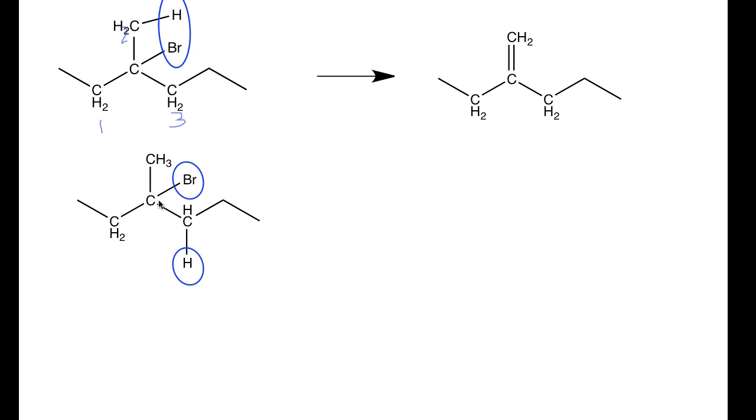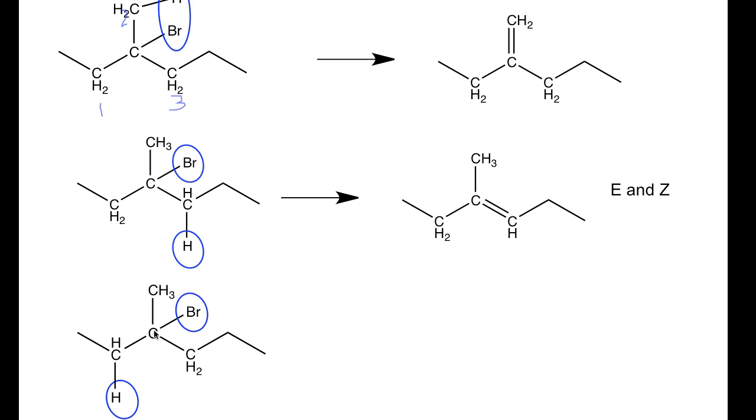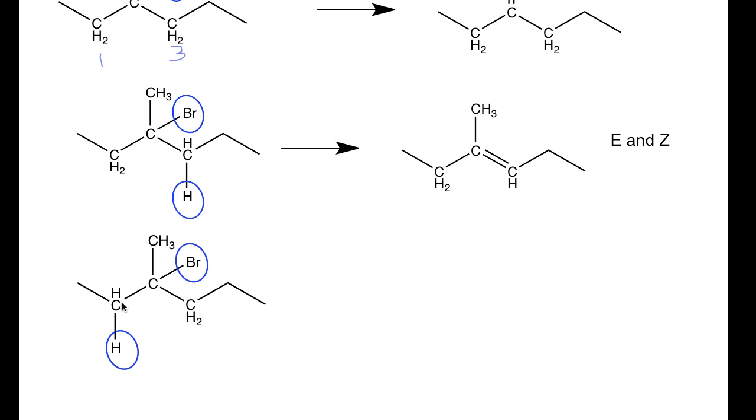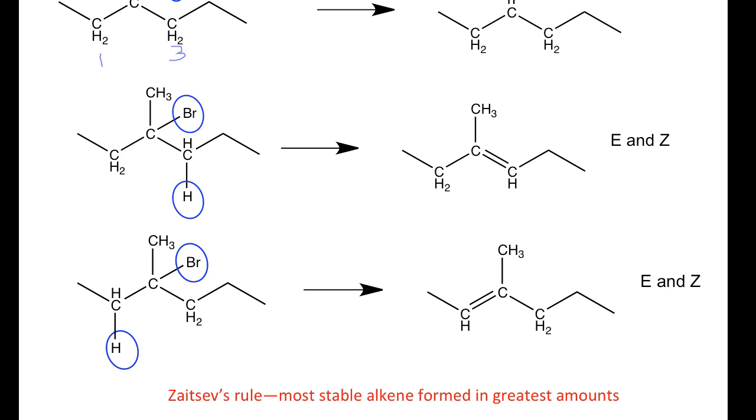On the other hand, if we were to lose the bromide and lose a hydrogen from the beta carbon labeled 3, we would create a different alkene that in fact has both E and Z forms. And if we were to lose the hydrogen from beta carbon 1, we would make yet a different set of E and Z products. In elimination reactions, all possible alkenes are formed, but not in equal amounts.